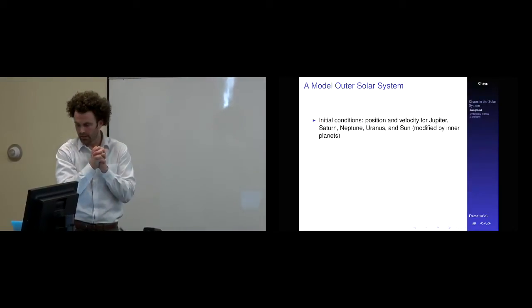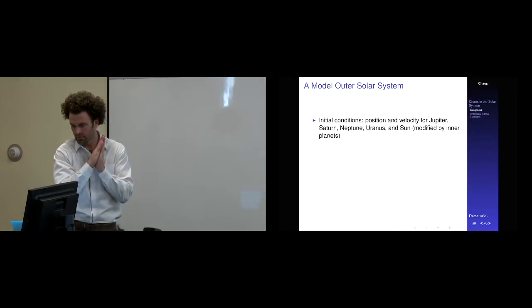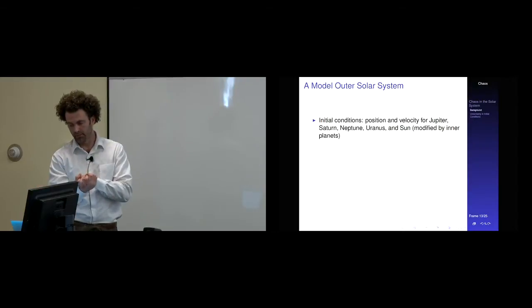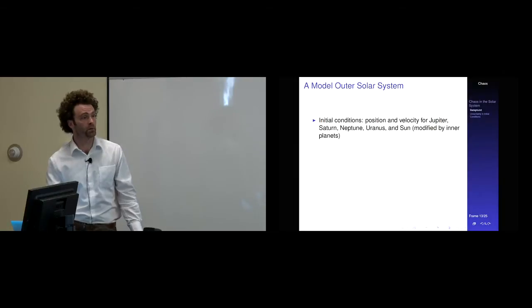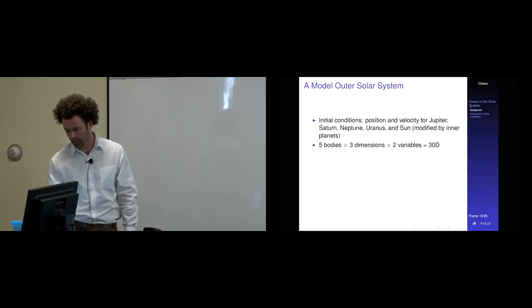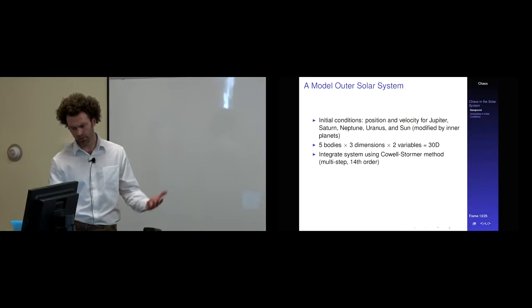So it's got position and velocity for these 5 bodies, and so that's like 6 times 5. There's 30 numbers you're integrating in time. Some of the numbers you know really well, and some a little bit less. 5 bodies, 3 spatial dimensions, 2 variables, position and velocity. Okay, so that's the model that we're going to talk about.